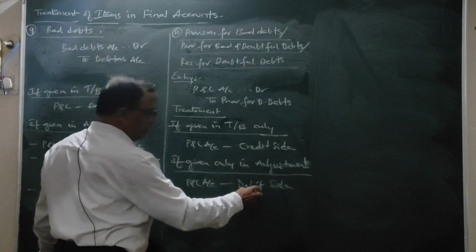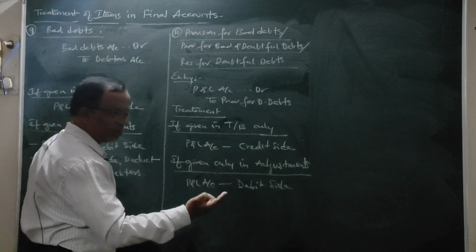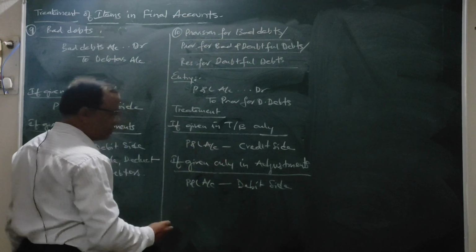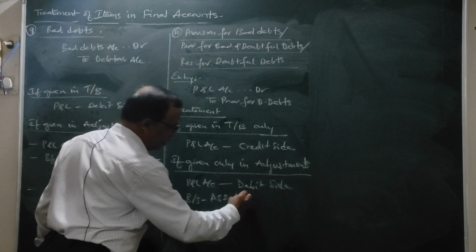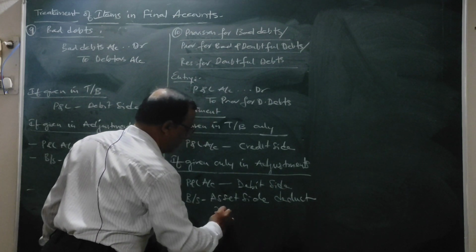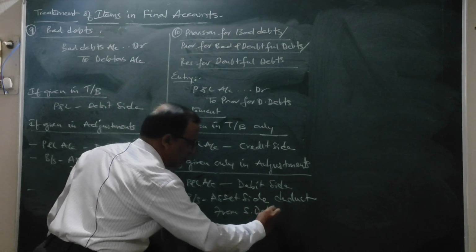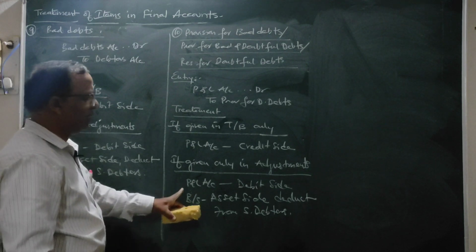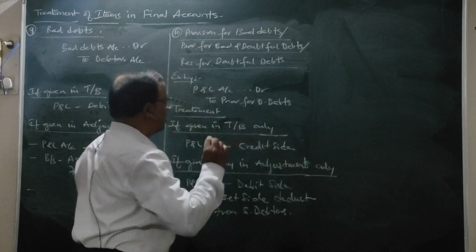So it is an expense to the business, as such you are debiting to profit and loss account, because every provision is a charge on the profits of the business. Every charge will be debited to profit and loss account. So that's why you are debiting to profit and loss account. Second one, balance sheet asset side, you are going to deduct from sundry debtors. This is the treatment if he has given it in adjustments only.